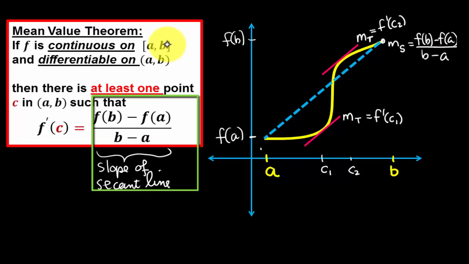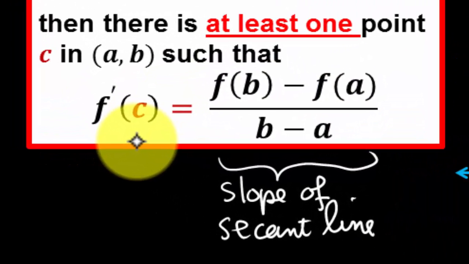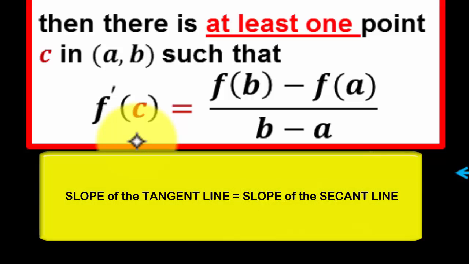But these are the conditions. You've got a continuous function in a closed interval. It's differentiable on the interior. And then you're guaranteed to find at least one point in the interior such that they will have the same slope as the secant line. And they'll have to be parallel. This means that the slope of the line tangent to the curve at C is equal to the slope of the secant line.